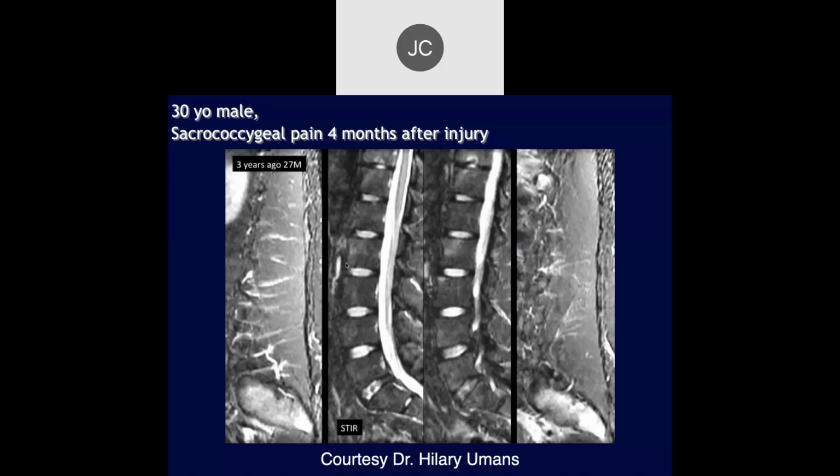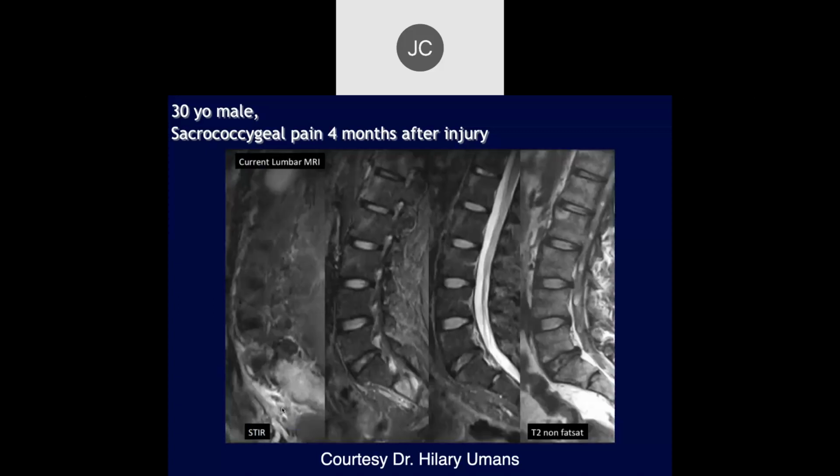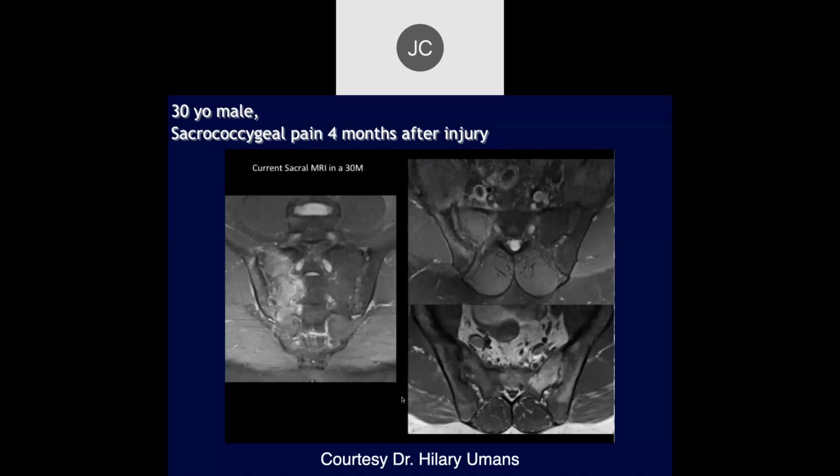Okay, Dan? All right. 30-year-old male with sacrococcygeal pain for 4 months after injury. We see some edema in the coccyx, sacrococcygeal region. Again, some edema there, kind of STIR signal in the bone. Here are the coronal images. On the right, we see again some edema in that region of the bone. It looks like it's on both sides of the sacrum, maybe sacroiliitis.